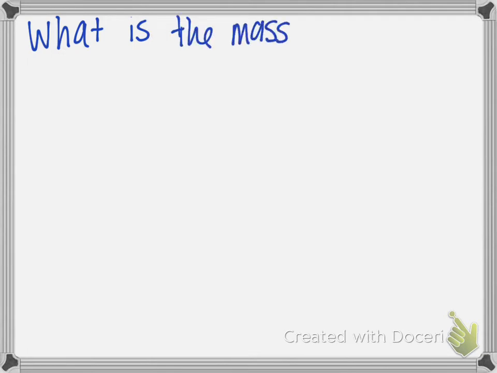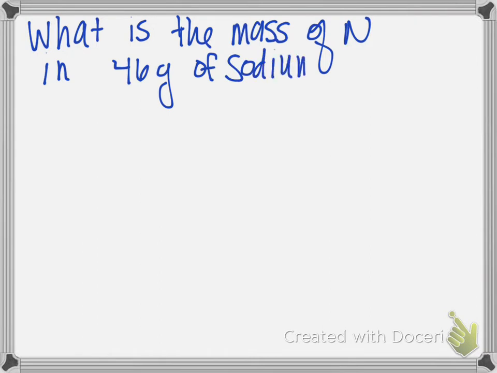This question says, what's the mass of nitrogen in 46 grams of sodium nitrate? This one does not ask for each individual element. It just asks about nitrogen. So do I need to find the percentages of all my elements? I really don't. I could just find the percentage of nitrogen. But am I still going to need to find the full molar mass? Yes, I'll still need the full molar mass.